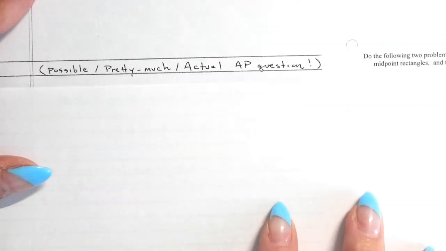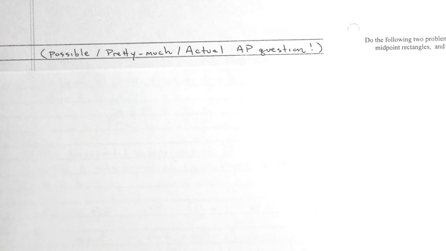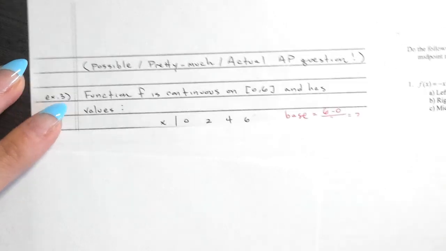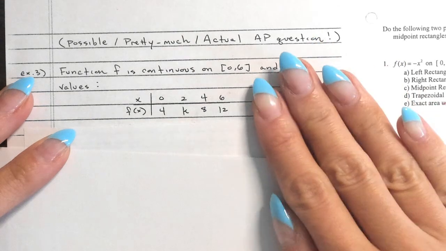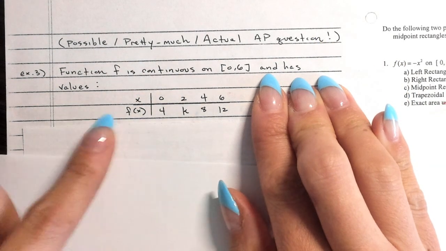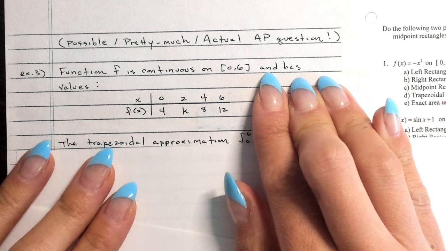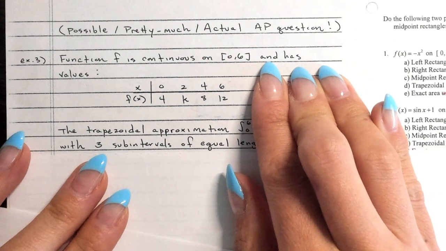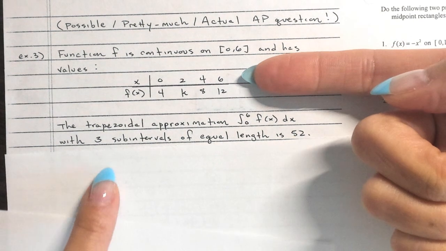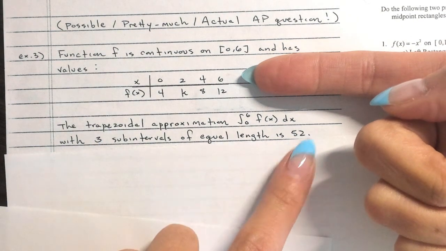Last two. These are actual problems, okay? So these came from the AP test, I know. Here is something that they like to ask a lot. So let's say they give you a function, and then they say it's continuous, and then it's 0 to 6, and then it has those values. And then it's saying, okay, the trapezoidal approximation with 3 subintervals is 52.